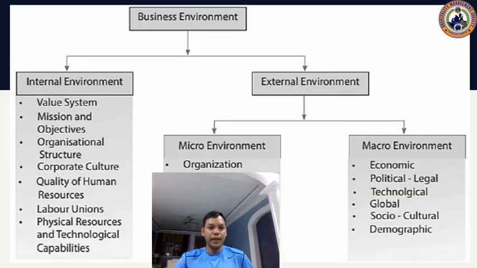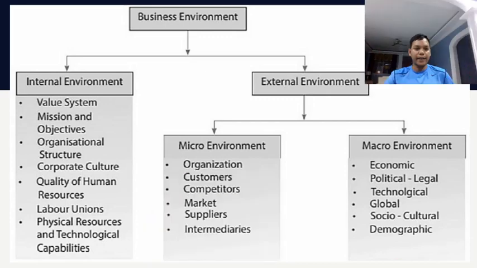Now we have a guide here in order to fully understand the internal and external environment. So for example, this is the business environment. There are two parts here: we have the internal environment and the external environment. These are the parts of the internal environment: value system, mission and objectives, organizational structure, corporate culture, quality of human resources, labor unions, physical resources, and technological capabilities. So this is part of the internal environment.